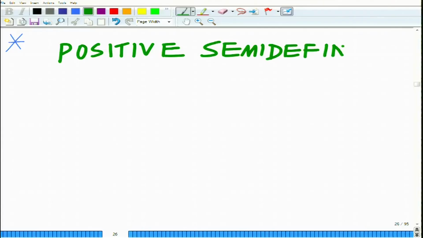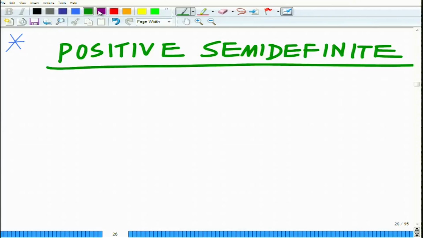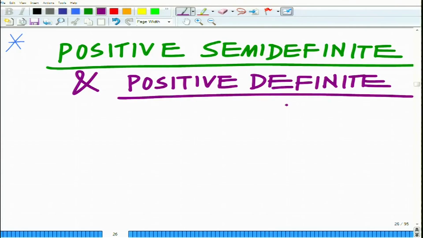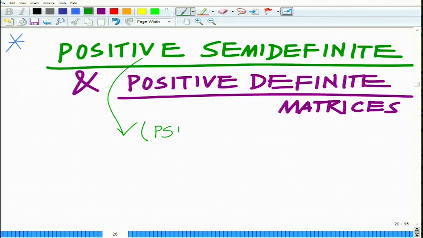positive semi-definite as well as positive definite matrices. Positive semi-definite matrices are often abbreviated as PSD matrices, and positive definite matrices are often abbreviated as PD matrices.